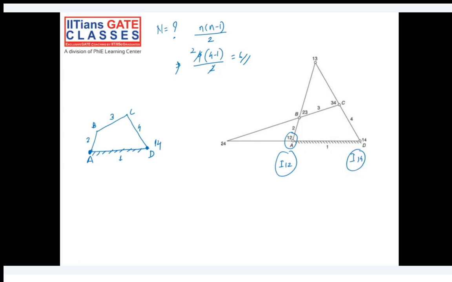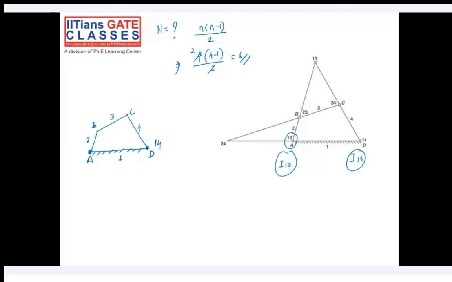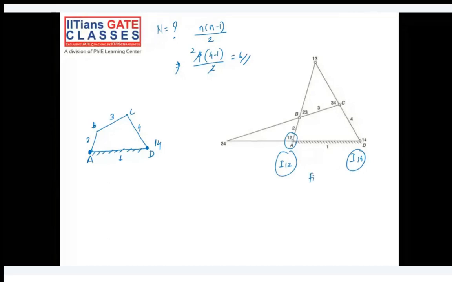Okay, so these I12 and I14 are called fixed I centers. Why are they fixed? Because that link itself is fixed. Link 1 is fixed, hence we are calling it a fixed I center. So I hope you understood about these 2 I centers. Out of 6, till now, we have studied 2. Okay, what are the remaining I centers?